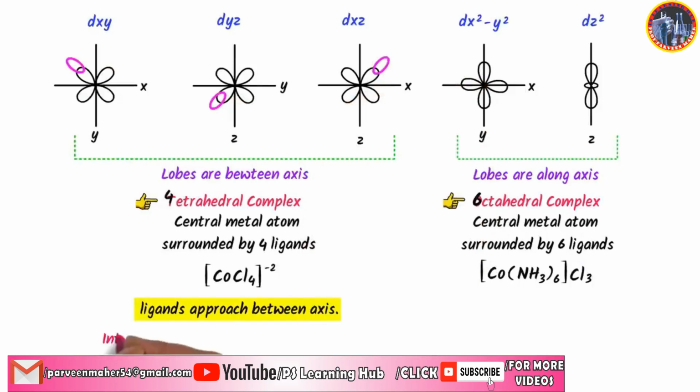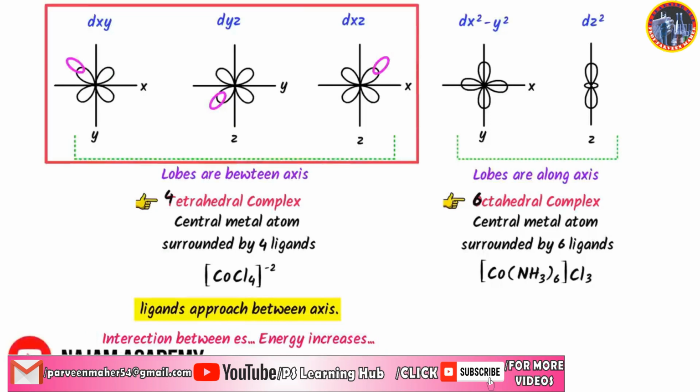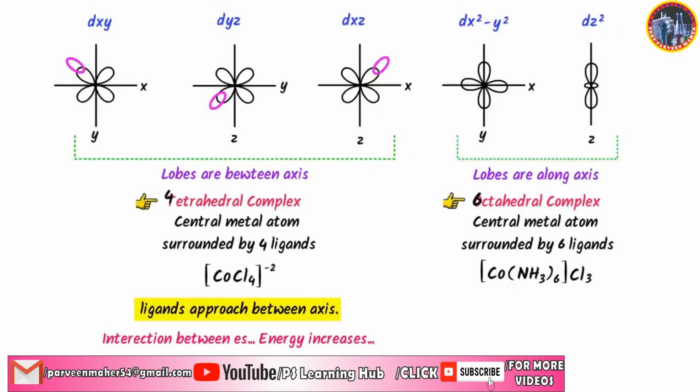After attack, there will be interaction between electrons of ligand and electrons of orbitals. Remember that when there is interaction between electrons, energy of orbital increases. Let me repeat this important point. When there is interaction between electrons, energy of orbital increases. Thus we learn that energy of these three orbitals increases and energy of these two orbitals decreases in case of tetrahedral complex. On the other hand, in case of octahedral complex, ligand approaches along axis.